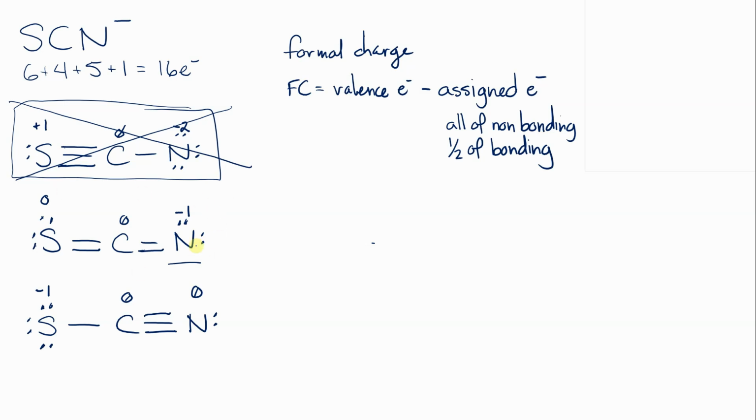This is the best structure. When I can, I'm going to put the negative charge on the most electronegative atom or the positive charge on the most electropositive atom. So this is going to be the best structure because it has less formal charge than the top one, and the negative charge resides on the most electronegative atom.